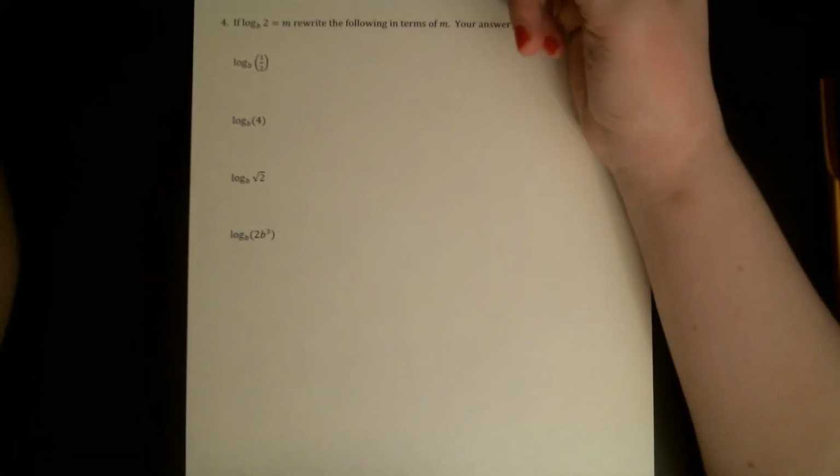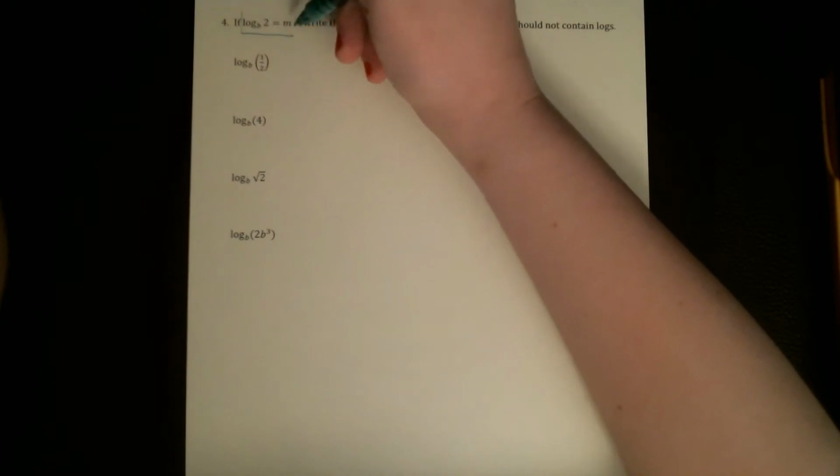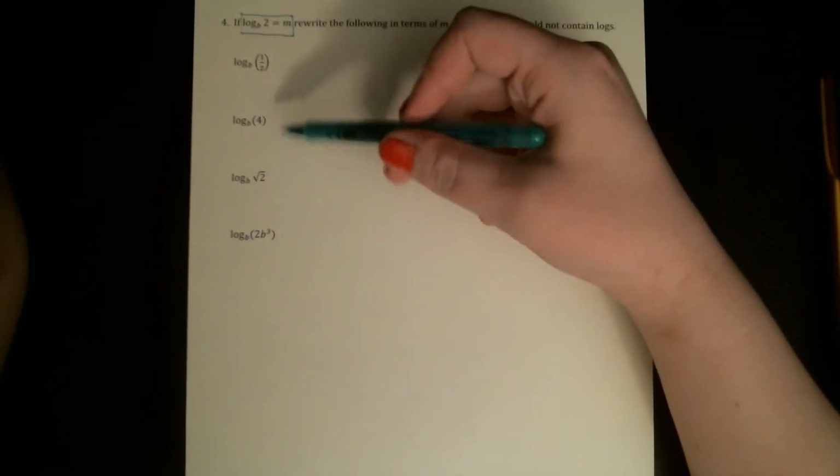Hi everyone, in this problem I'm going to work through an example of something that I think is sort of puzzly. We're going to take the fact that log base b of 2 is equal to m, and we're going to try and rewrite each of the four things at the bottom using m's instead of logs.